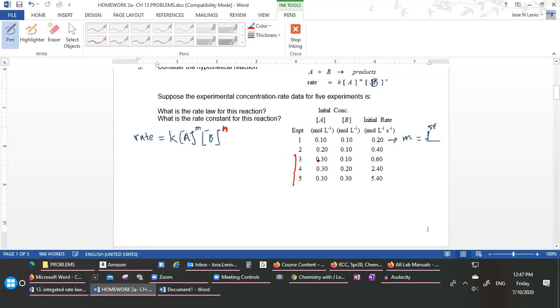On this set of experiments 3, 4, and 5, we kept the concentration of A constant, and now we are changing the concentration of B, and let's see what happens with the rate. So we are going to use these three equations to find the value of n. Let's do the first one. Here.